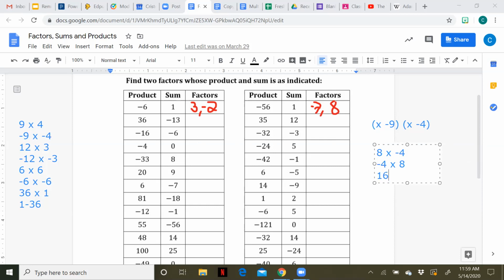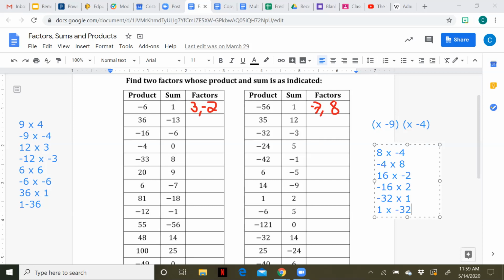You got 16 times 2. I mean -2. Or -16 times +2. And again, -32 and 1. Or 1 times -32. Are there any others you can think of? Not that I can think of now. Probably, yeah.